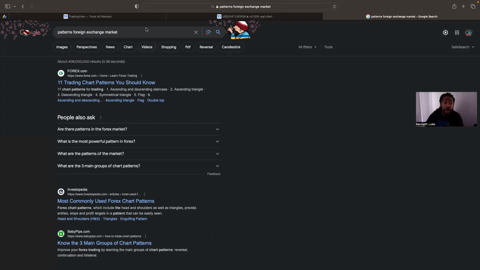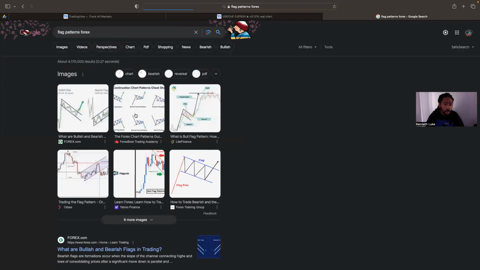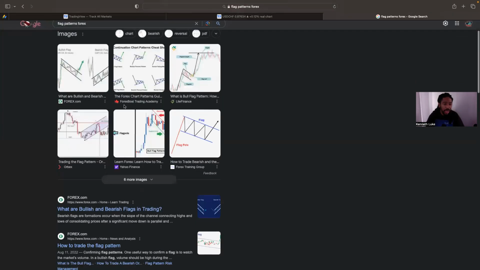A candlestick pattern, or a pattern in the market, is something like a flag pattern. I guess they don't really have a definition for it, but this is an example of a flag pattern, right? So it's pretty much the same definition of what they said. It's a pattern in the market where you're looking at the market and you're like, okay, this can predict or forecast where price could go.